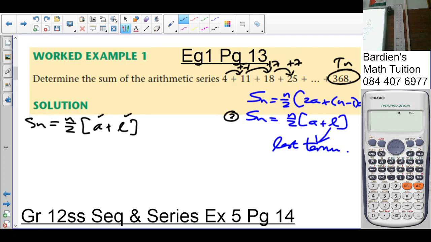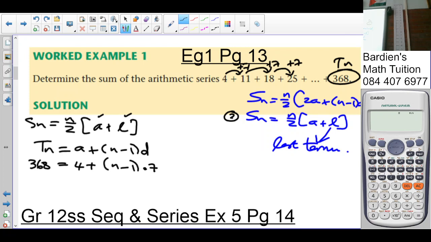So if I work out the general term, Tn, and I set it equal to 368, then I will be able to calculate how many terms there are in that sequence. You all understand? Okay? So we work out Tn first. Tn is equal to a plus (n minus 1)d. What is my nth term? 368. Equals what's your a value? 4, plus (n minus 1) times 7.